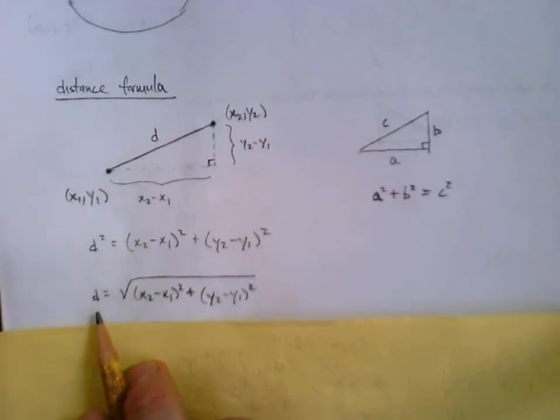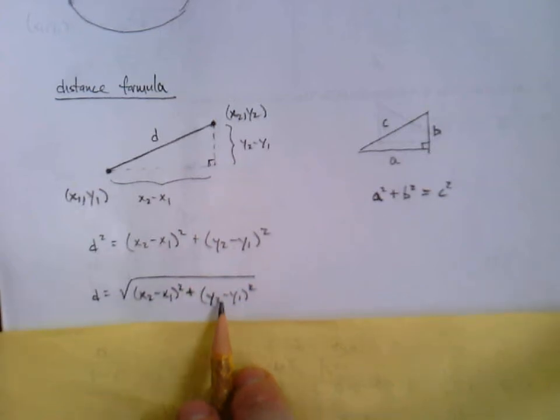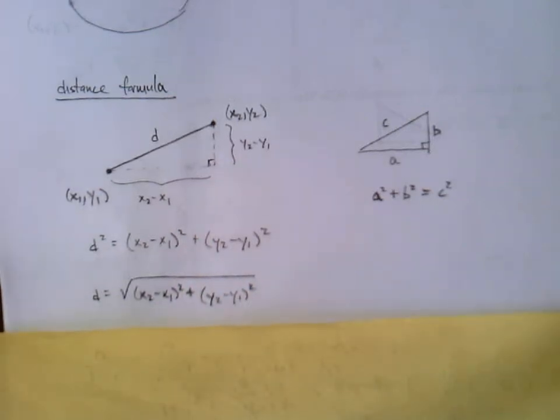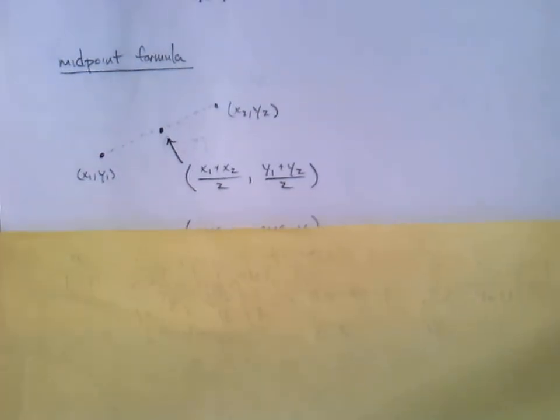So there's your distance formula. D equals big square root x2 minus x1 quantity squared plus y2 minus y1 quantity squared. All right, we're going to do an example in a moment. The second formula we need before we get to anything involving a circle is this, the midpoint formula.